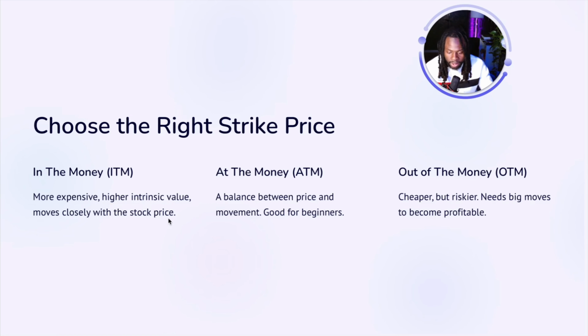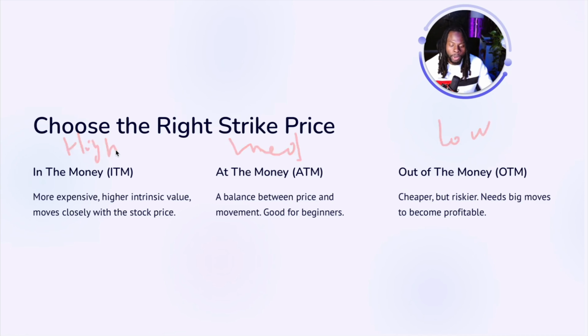The second option you have is choosing a contract at the money, which is more balanced between price and movement. Those are really good if you're a beginner, especially for a day trader as well. Out of the money are the more common ones I see new traders take because they're cheaper. But the cheaper they are, the riskier they get, because they need some big moves to become profitable. So in terms of probability of being profitable, this one has the lowest probability, and this one has the highest.